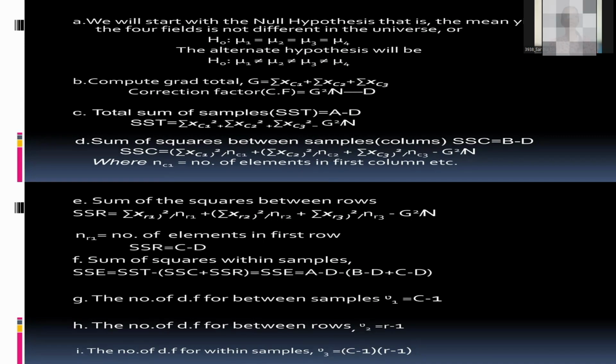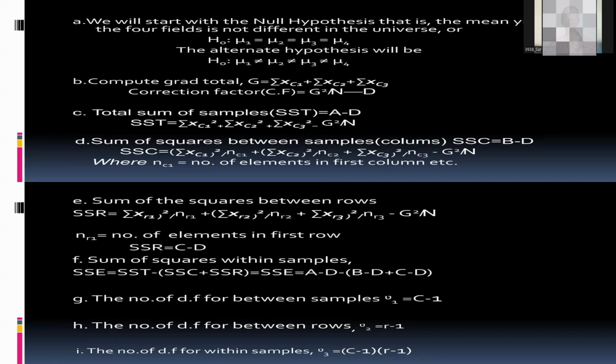The next point is the sum of squares between the rows, SSR. It is the summation of XR1 squared divided by NR1 plus summation of XR2 squared divided by NR2 plus summation of XR3 squared divided by NR3 minus the correction factor. NR1 is the number of elements in the first row. The sum of squares within the samples, SSE, is equal to SST minus the sum of SSC and SSR.